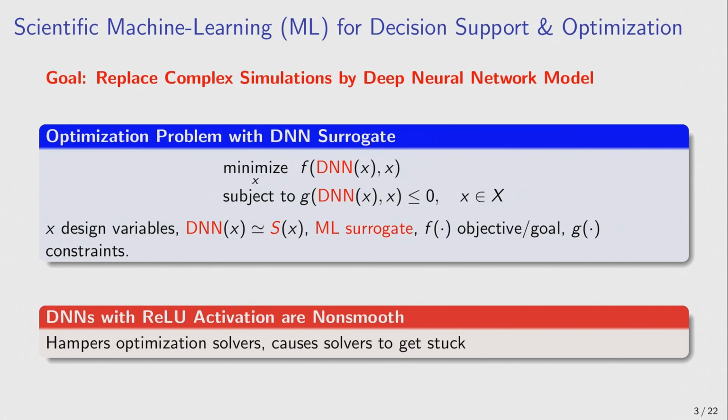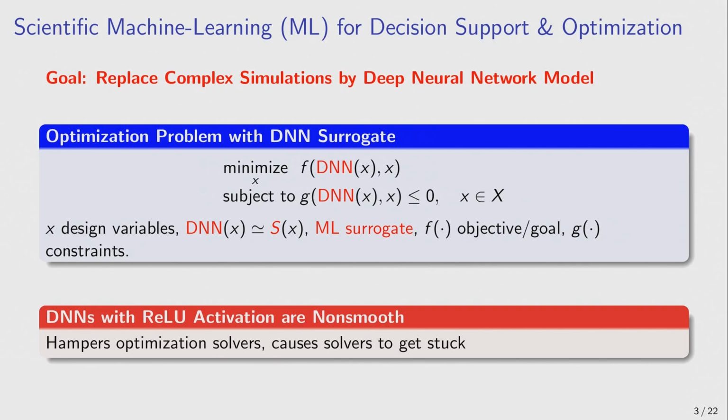And this class of problems is becoming more and more prevalent because we can often model complex physical phenomena with a neural network at a cost that is much, much lower than running an expensive simulation. And we saw in the last lecture that one of the caveats is that deep neural networks with ReLU activation functions, these nested maximums of piecewise linear functions, make optimization solvers really suffer.